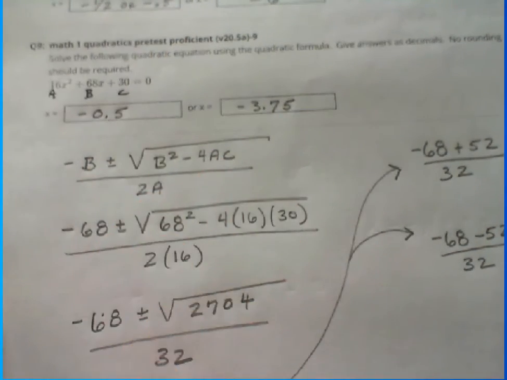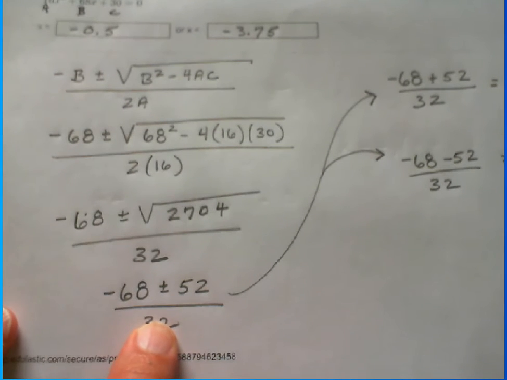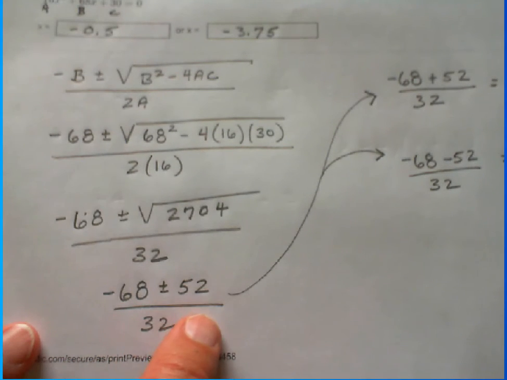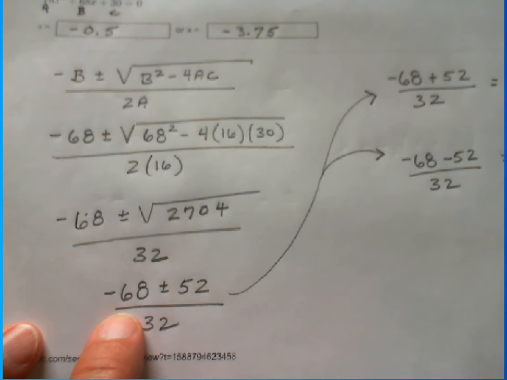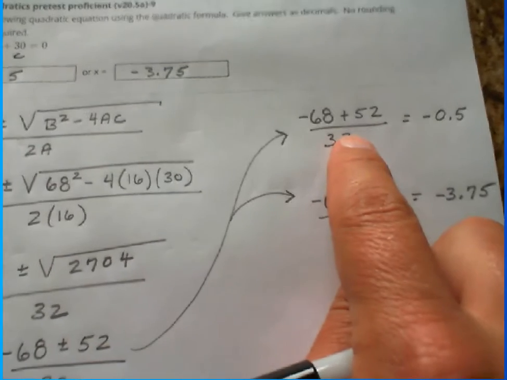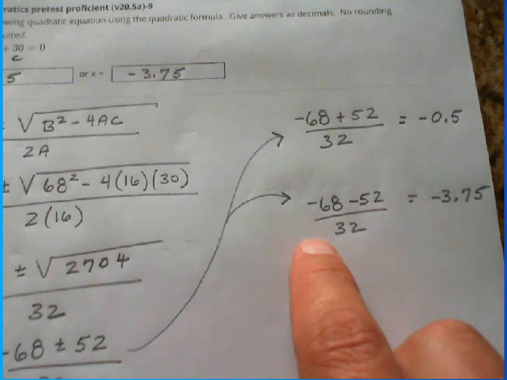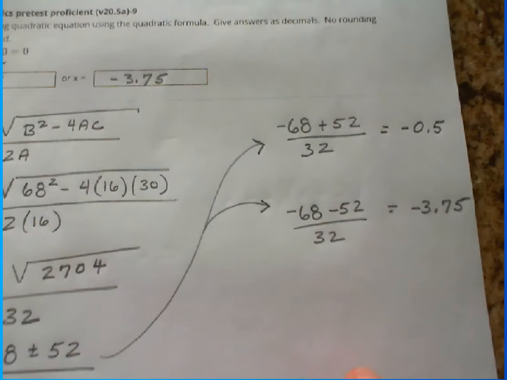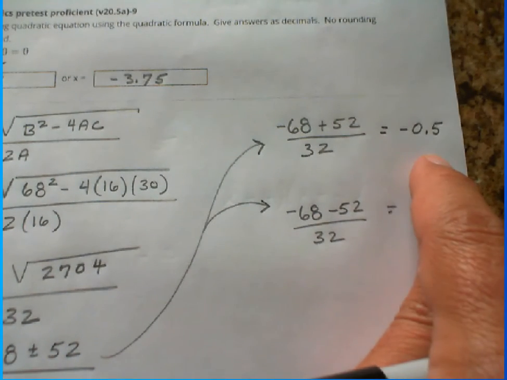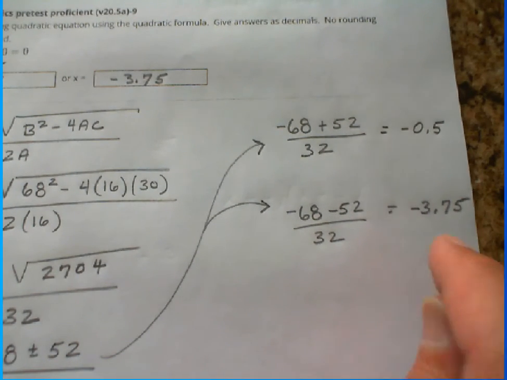So I plugged it all in, and I got it down to right about here. I got it down to negative 68 plus or minus 52 over 32. Once I got to here, I actually split it into a positive equation and negative, so negative 68 plus 52 over 32, and negative 68 minus 52 over 32, and I solved both of those. Answers turned out to be negative 1/2 and negative 3.75.